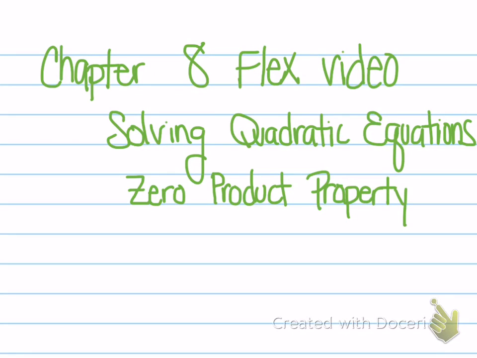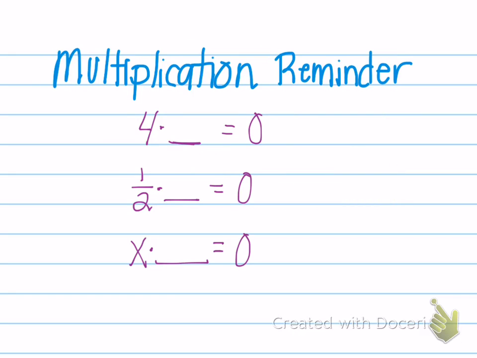In this video, we will be discussing how to solve quadratic equations using the zero product property. Before we begin taking our notes, we need to remind ourselves of some multiplication. If you look at these three examples, I have different values being multiplied by something to give me 0. Hopefully you can remember that if you take any number and multiply it by 0, you will get 0. And that's a primary thing that we need to recall when looking at the zero product property.